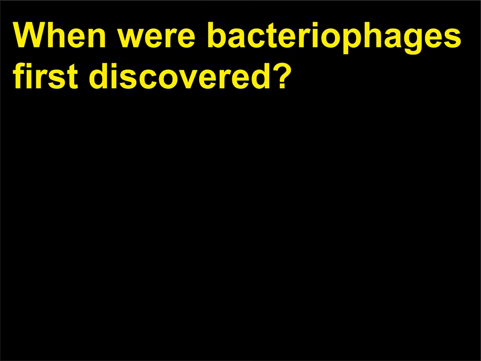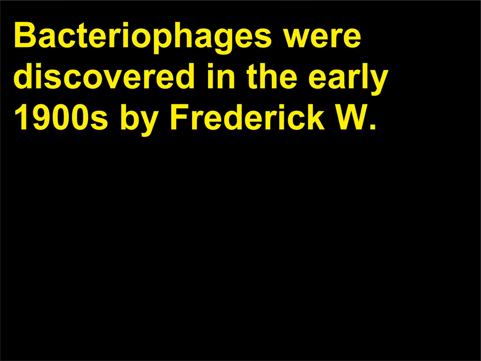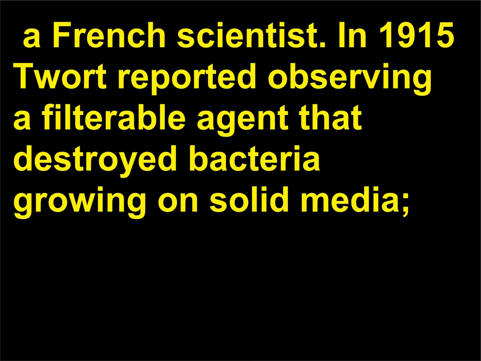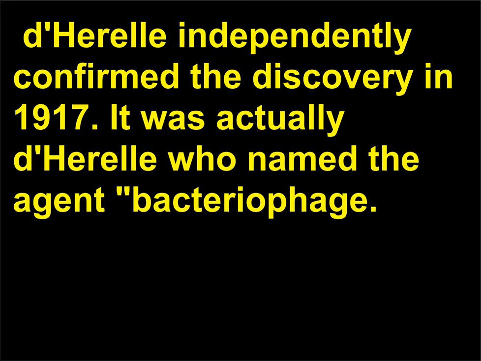When were bacteriophages first discovered? Bacteriophages were discovered in the early 1900s by Frederick W. Twort, 1877-1950, a British scientist, and Felix d'Herelle, 1873-1949, a French scientist. In 1915, Twort reported observing a filterable agent that destroyed bacteria growing on solid media. d'Herelle independently confirmed the discovery in 1917. It was actually d'Herelle who named the agent bacteriophage.